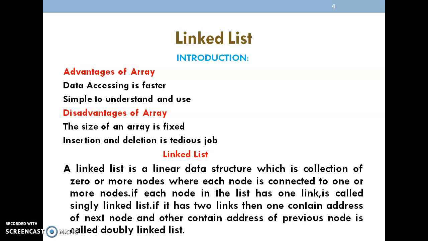In order to connect these nodes, if we make use of a single link, that time it is called a singly linked list. If it contains two links, that time it is considered a doubly linked list. The difference between single link and double link is that a single link contains the address of the next node, but we don't get the address of the previous node. In order to get the address of the previous node also, we go for doubly linked list. That is one link for getting the next node address, another link for getting the previous node address. That is why it is called a doubly linked list.